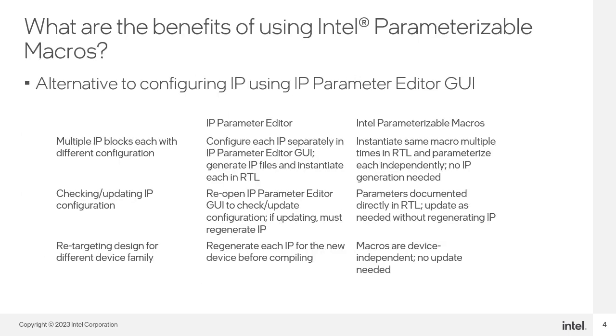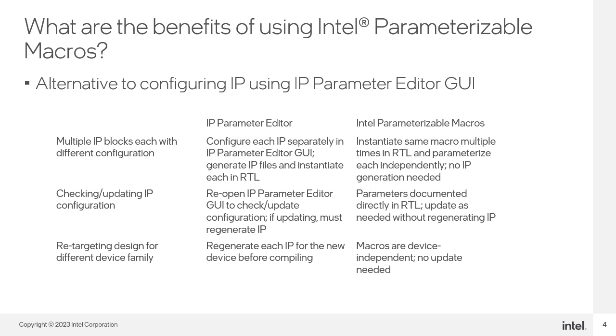Now that you know what Intel parameterizable macros are, what are the benefits of using these macros? As mentioned, these macros are an alternative to configuring IP using the IP parameter editor GUI. Here are some situations where the macros could be beneficial. Let's say your design has multiple instances of the same IP, but with different configurations. For example, you might have multiple dual-port RAMs, but each instance has a different depth or width.